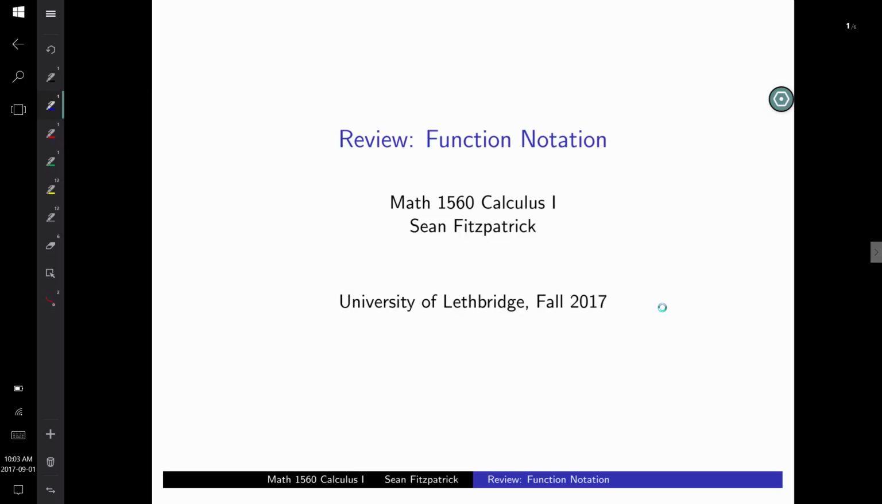Now we're getting into the main characters in a calculus course, which are the functions, right? Everything in calculus has to do with functions of a real variable. So we're going to start simple. We're just going to start out by reminding you what basic function notation looks like, what the definition of a function is, and so on.